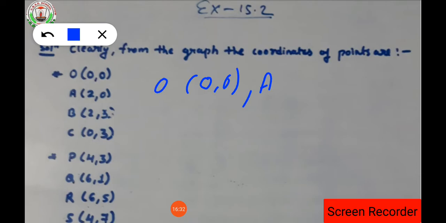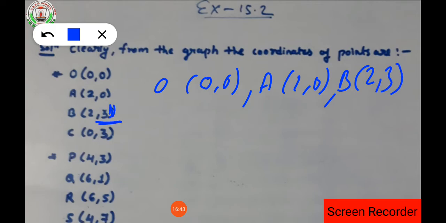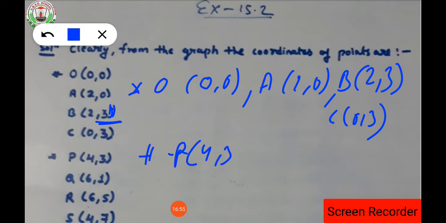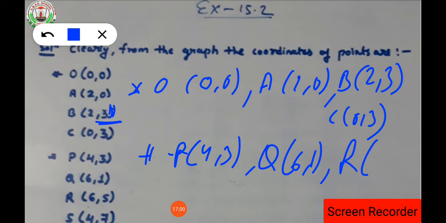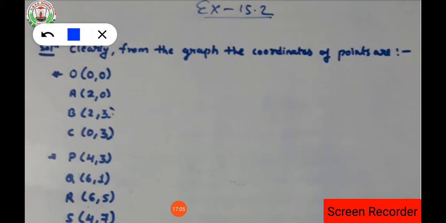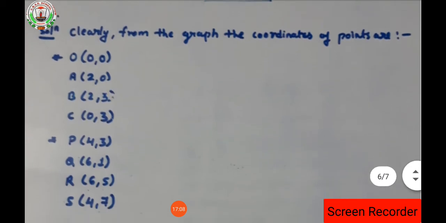The coordinates of A will be 2, 0, coordinates of B is 2, 3, okay, this is 3 and this one is a bracket. Clear? Then coordinates of C is 0, 3. In the same way, for the second graph, P we are having 4, 3 coordinates, then Q we are having 6, 1 coordinates, R we are having 6, 5 coordinates, and S we are having 4, 7 coordinates.